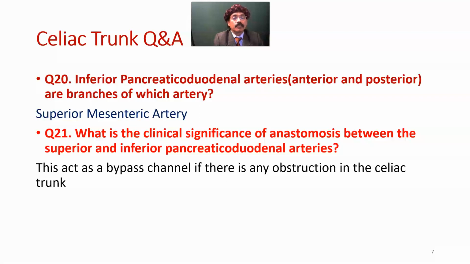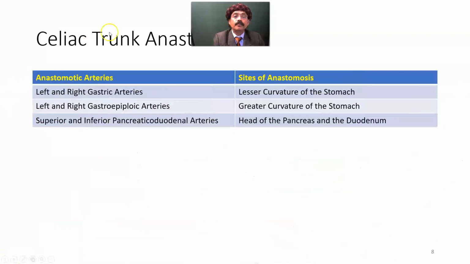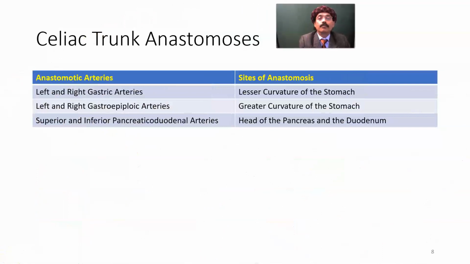derivative structures they supply. What is the clinical significance of the anastomosis between the superior and inferior pancreaticoduodenal arteries? This acts as a bypass channel if there is any obstruction in the celiac trunk. There may be thrombosis in the celiac trunk, so then this route will work as a bypass channel to supply the stomach and the duodenum, and also the lower part of the esophagus, the abdominal part. So we have some anastomoses that are very important.